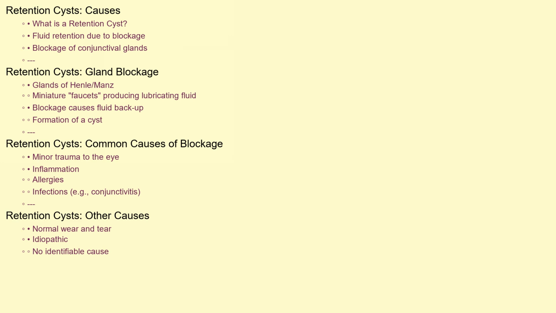So, what exactly causes a retention cyst? Well, as the name suggests, it's all about retention, specifically the retention of fluid. These cysts typically arise from the blockage of tiny glands within the conjunctiva, known as the glands of Henle or the glands of Manz. Imagine these glands as miniature faucets, constantly producing lubricating fluid for the eye. When one of these faucets gets clogged, the fluid backs up, forming a little sac, the cyst.